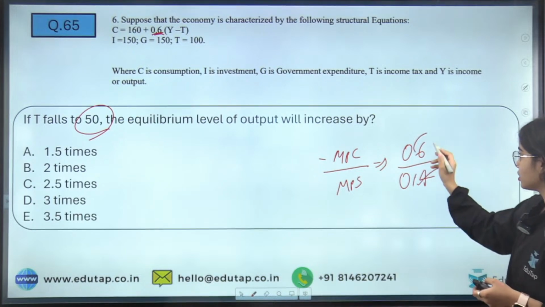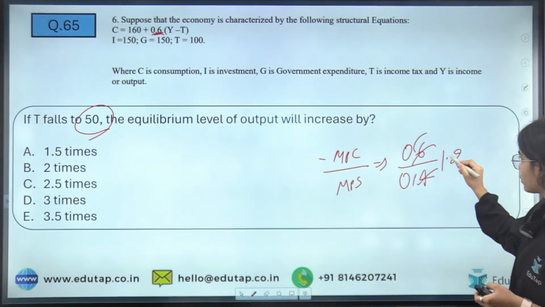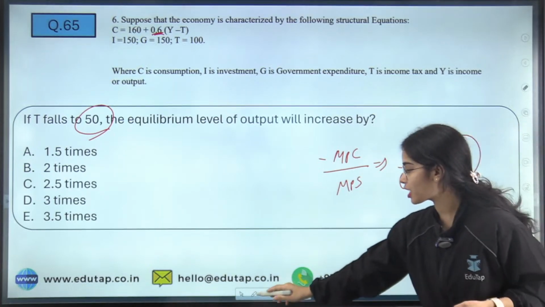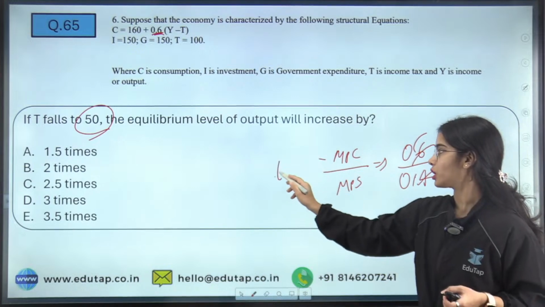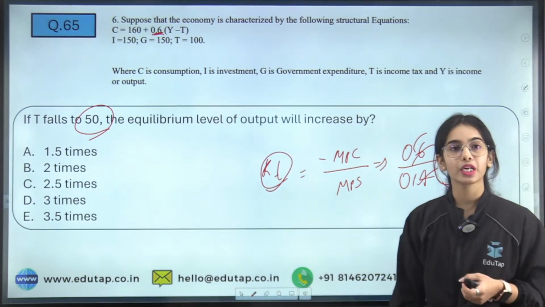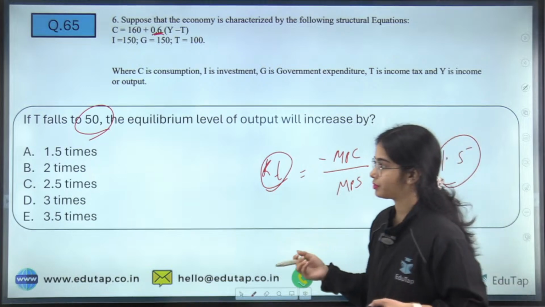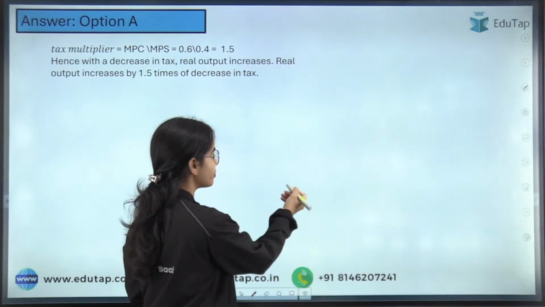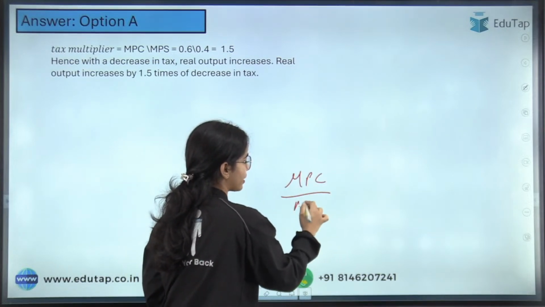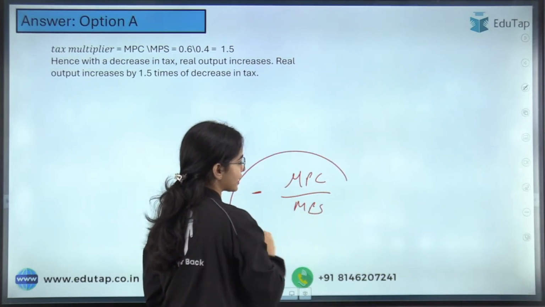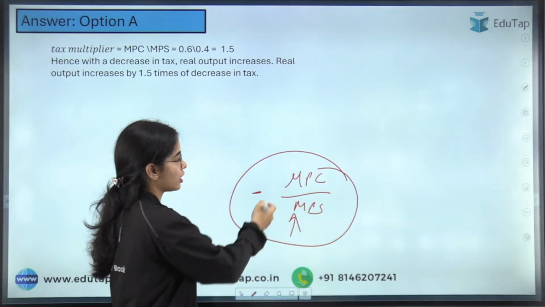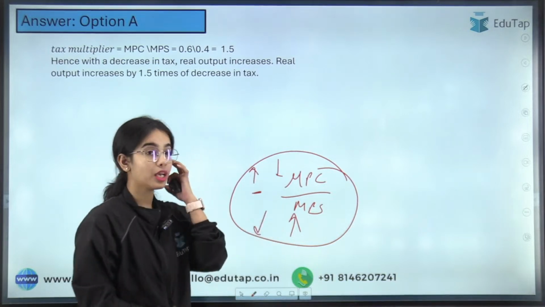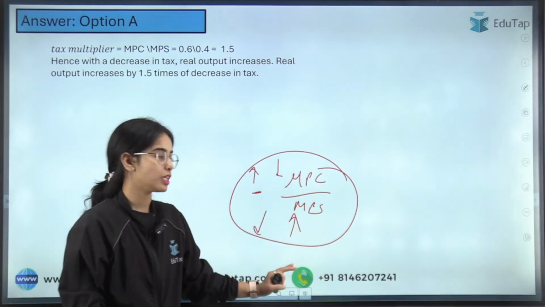So your multiplier is how much? The tax multiplier is how much? It is 1.5. So tax multiplier is 1.5. That is, your income is going to increase by 1.5. So your lump sum tax multiplier is MPC divided by MPS. If the tax is increasing, the income will fall. If the tax is decreasing, income will increase. So that is your lump sum tax multiplier.